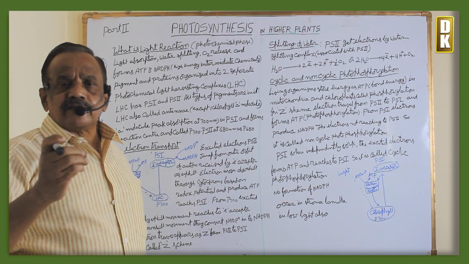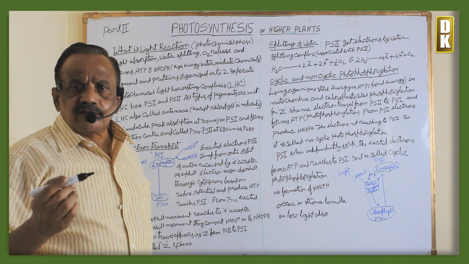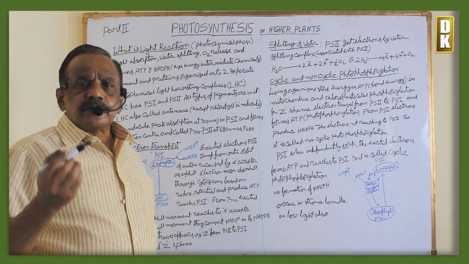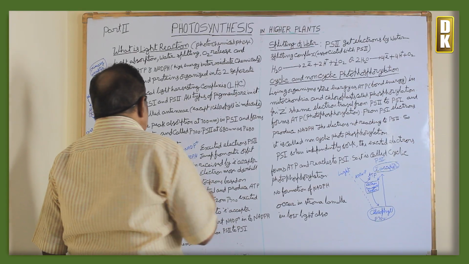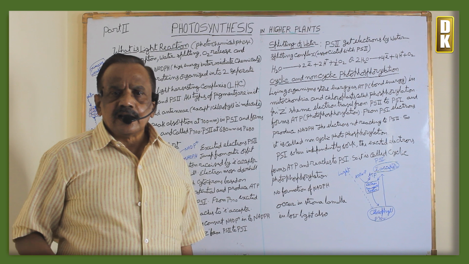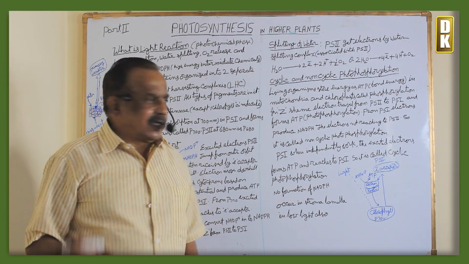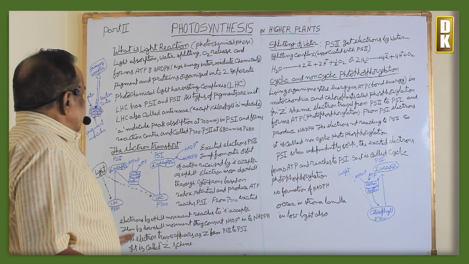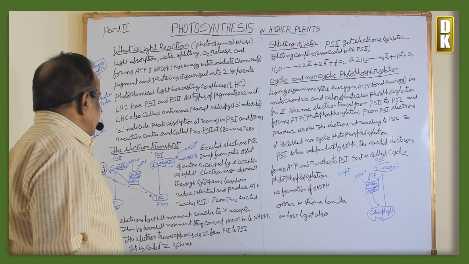Peak level, where it will be: PS1 will be at 700 and PS2 will be at 680. So they are called P700 for photosystem 1, and photosystem 2 will be P680. These are the things about the light reaction in this one.